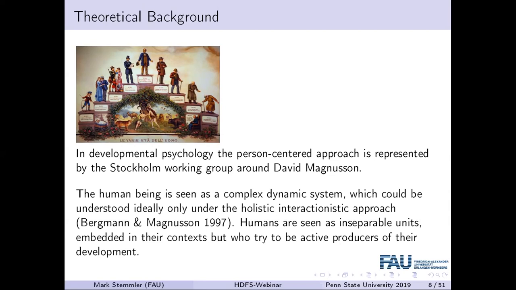And they say, well, human beings are seen as a complex dynamic system, which could be understood ideally only under the holistic interactionist approach. What does it mean? It means humans are seen as inseparable units embedded in their contexts, but who try to be active producers of their development. I think this is a really nice view. This is Lars Bergman.